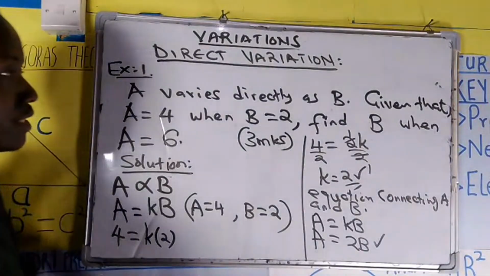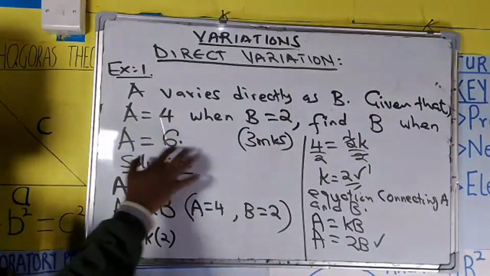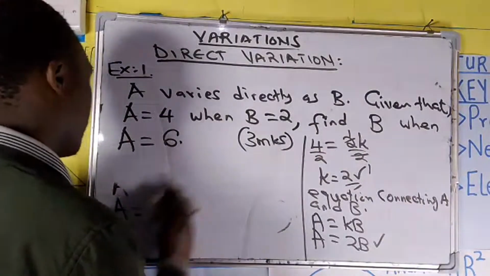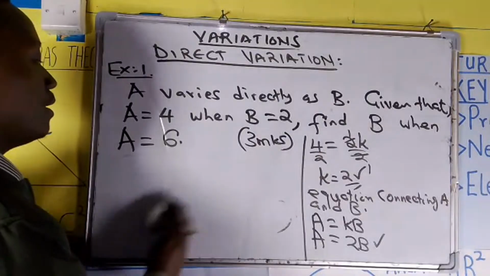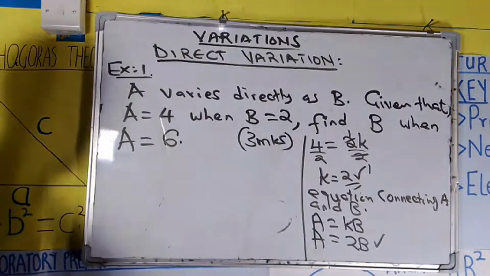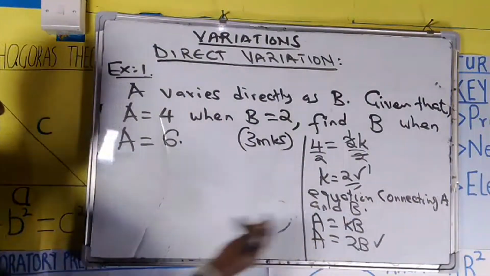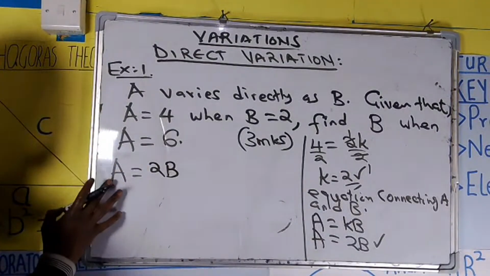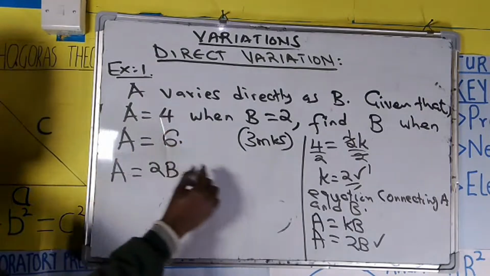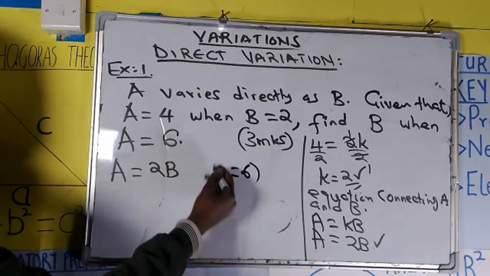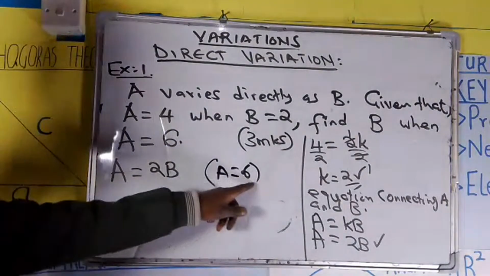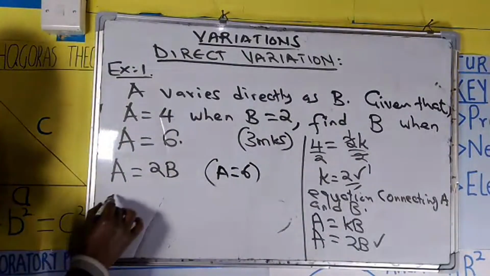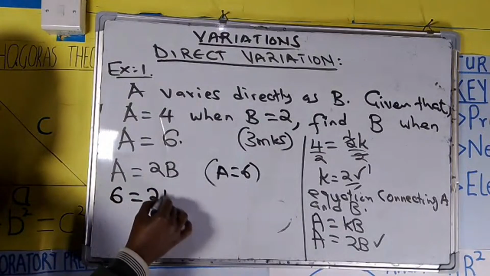Our question asks, find B when A is 6. So we already have the equation connecting A and B: A is equal to 2B. We are told to find B when A is 6. So we are going to replace A with 6, and we will have 6 is equal to 2B.